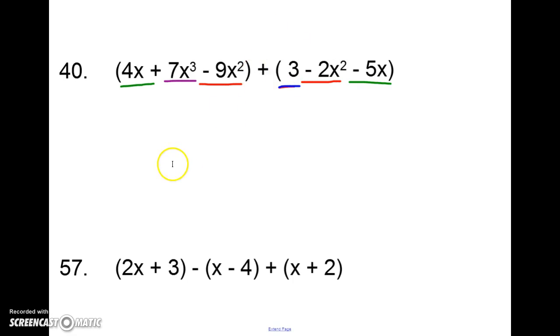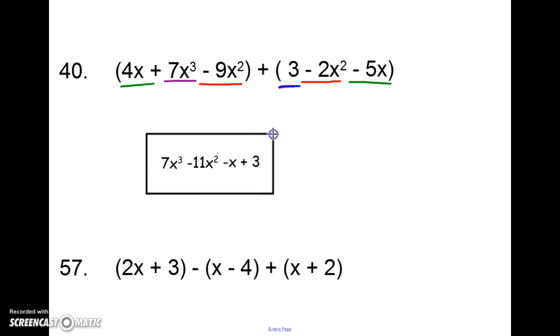Okay, so let's go write out my answer. I'm going to start with my highest exponent first because we like standard form. I have underlined there in purple just a 7x to the third power. Then my next terms I'm combining are this negative 9x squared and this negative 2x squared. Put those together to get negative 11x squared. All right, onto our green, we have a negative 5x and a 4x. That's going to leave us with a negative x. And then we have our constant, our plus 3. And that would be our answer.